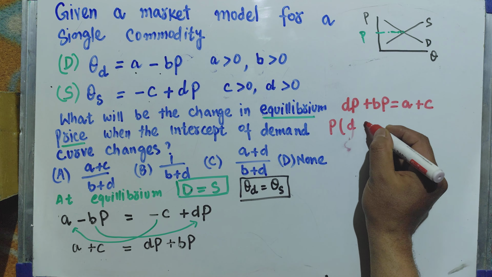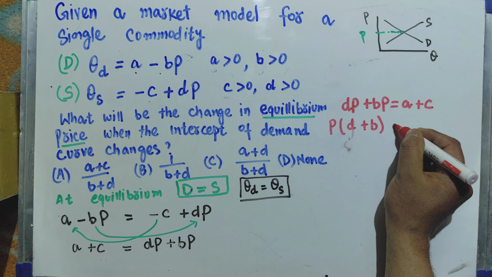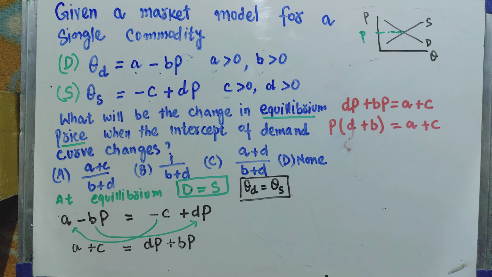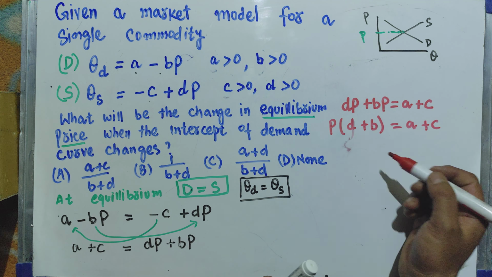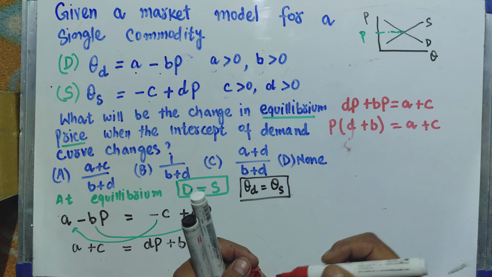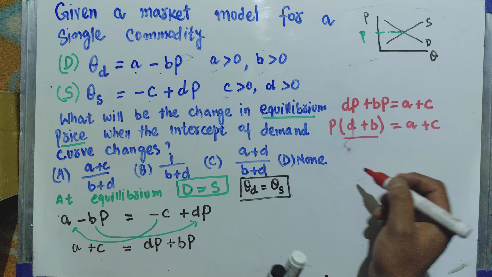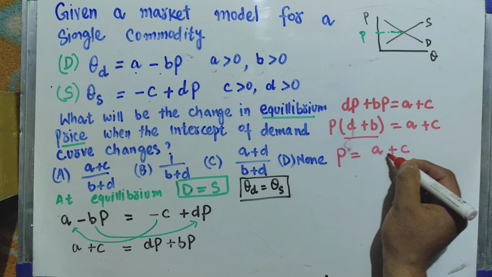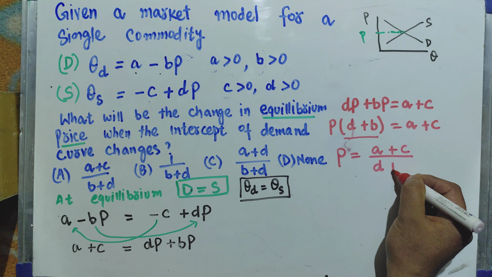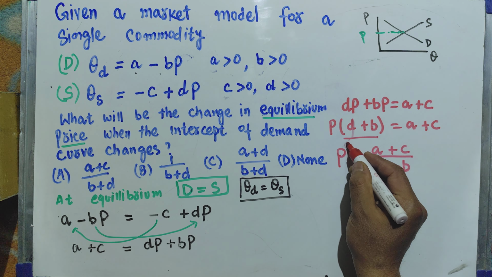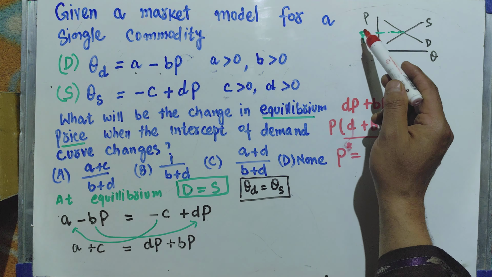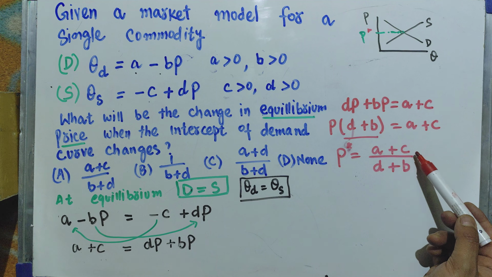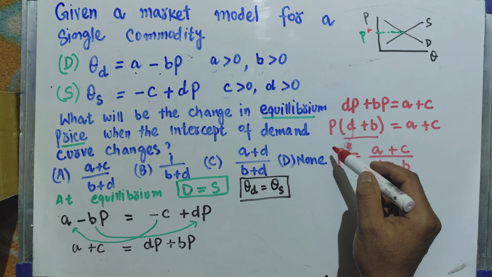P times D plus B is equal to A plus C. So let us do one thing here. Let us divide both sides by D plus B, or transpose this term, it gets divided. That means P will be equal to A plus C upon D plus B. This is our equilibrium price. So at this we have P star is equal to A plus C upon D plus B. This is our equilibrium price.